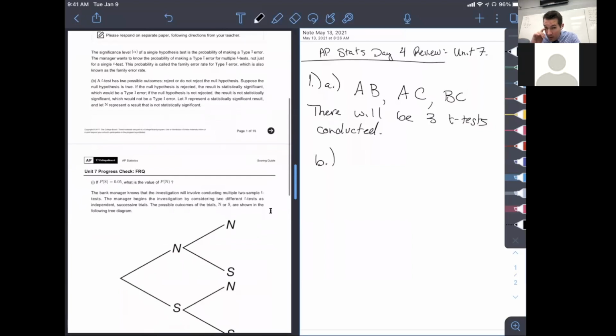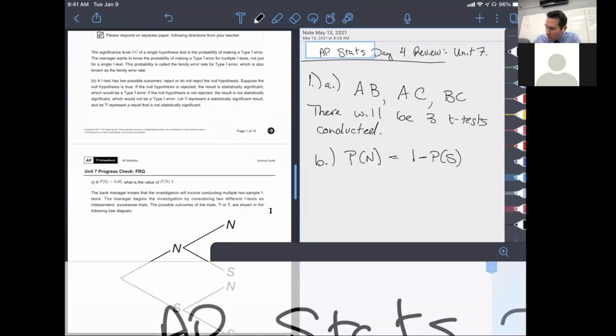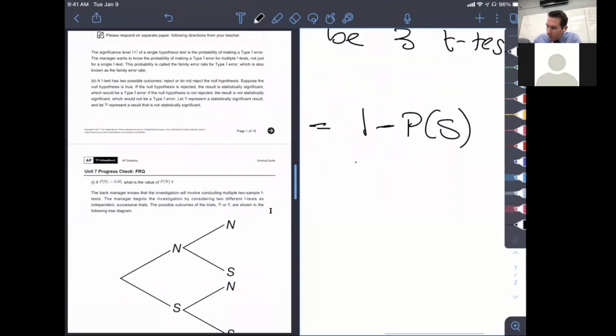So in part 1, if the probability you get a statistically significant result is 0.05, what is the value of not statistically significant? Well, P of N is just 1 minus the statistically significant probability, which is what we would expect, 1 minus 0.05, which is 0.95.